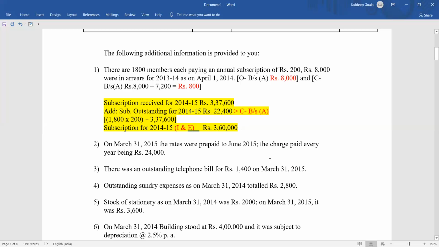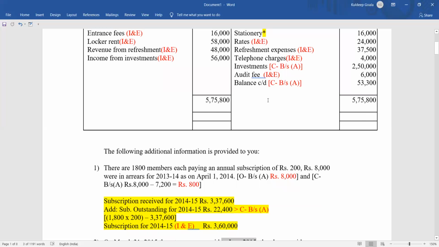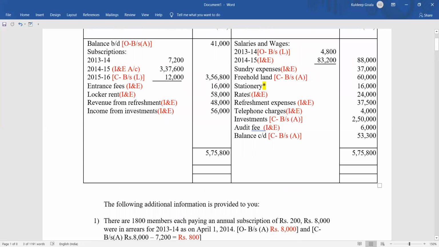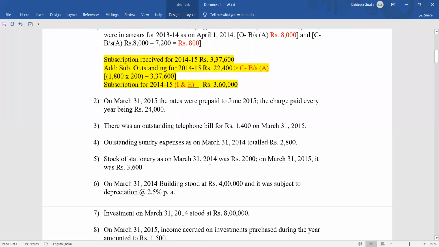Now coming to the next one. On March 31st 2015, the rates were prepaid to June 2015. See, there is the adjustment. So I'm just putting a star on the rates also, so that you can easily identify there is a working note with rates. These are just a technique you can use for understanding the solution, how it will be prepared.